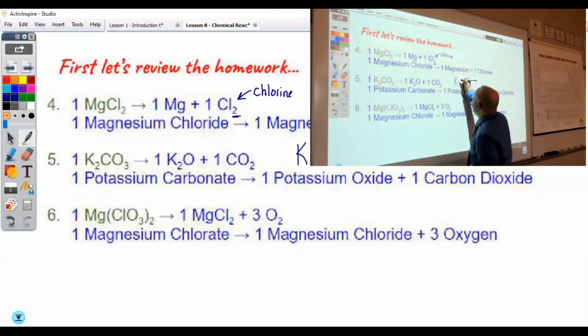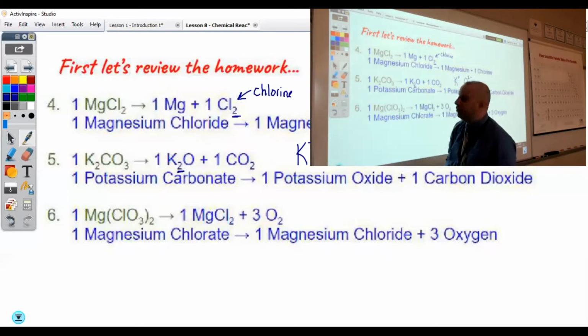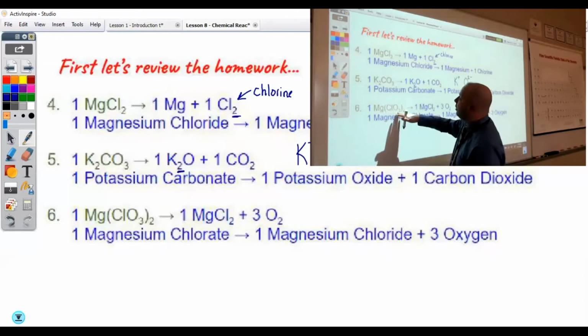So in writing this, potassium is a +1, oxygen or oxide is a -2 charge, which is why we need 2 copies of potassium when we write our final formula. And finally, we have magnesium chlorate.